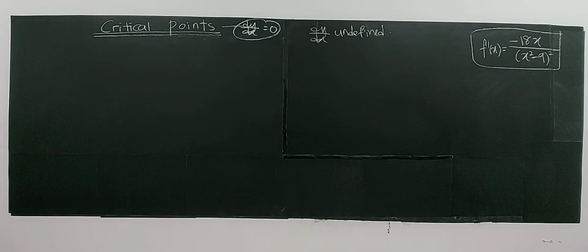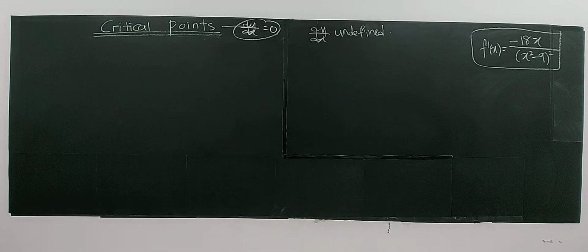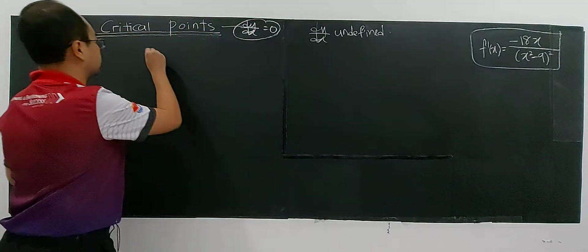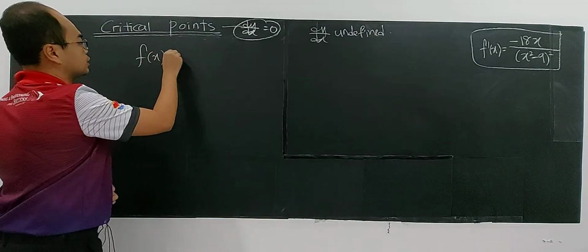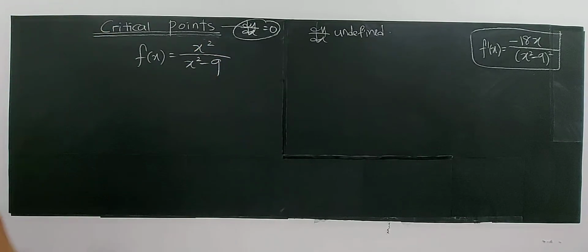Alright, let's continue. This is the gradient function that I introduced just now. So there are two categories of critical points: dy/dx equals 0 and dy/dx undefined. But before that, the function given just now is x to the power of 2 over x to the power of 2 minus 9.